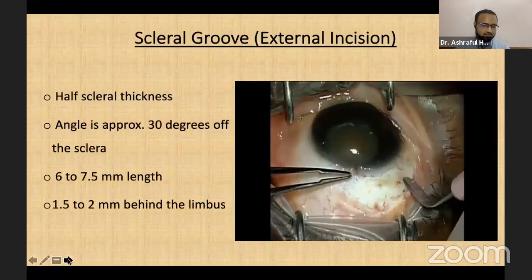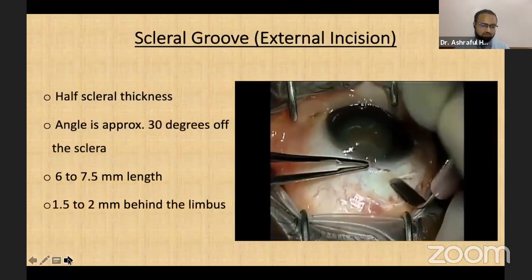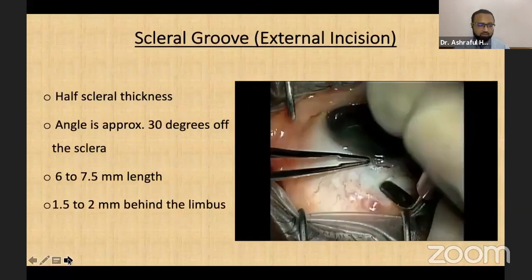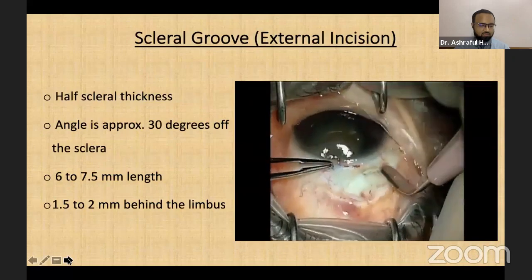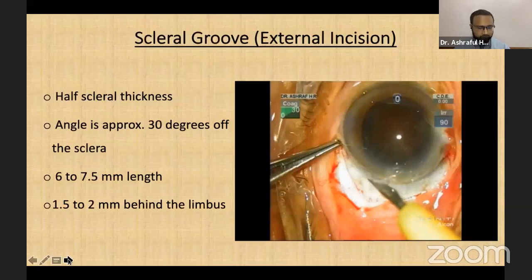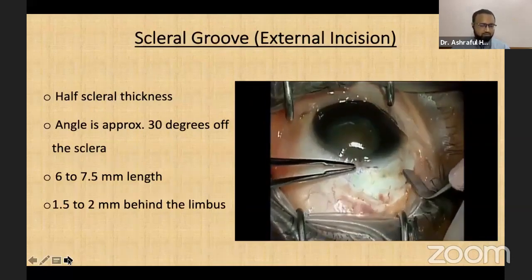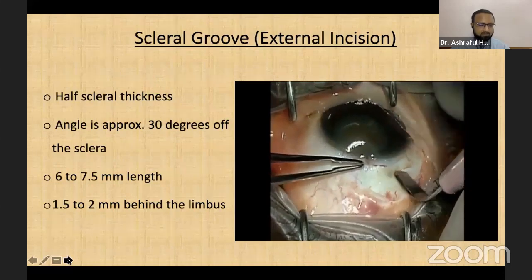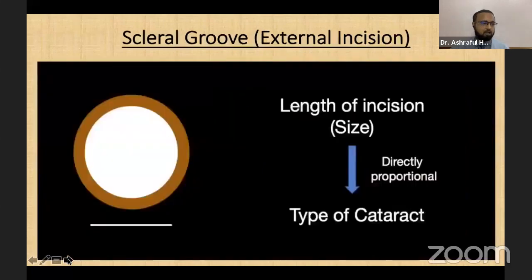About the first scleral groove or first external incision, it will be at least 1.5 millimeter behind the limbus and appropriate in shape, 6 to 7.5 millimeter long and half scleral thickness groove. Scleral cut should be angled approximately 30 to 45 degrees, because a straight perpendicular groove makes it difficult to understand the depth and has high risk of going too deep too fast. The aim of this incision is easy delivery of the nucleus.